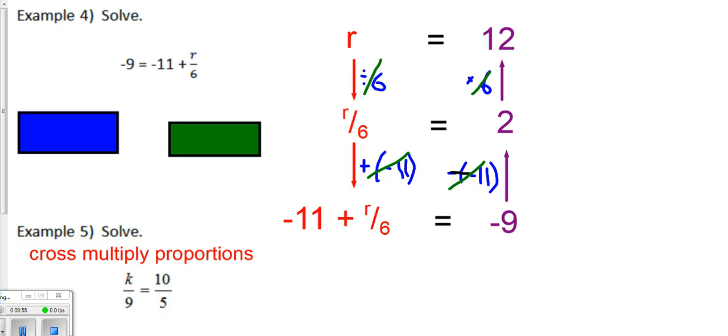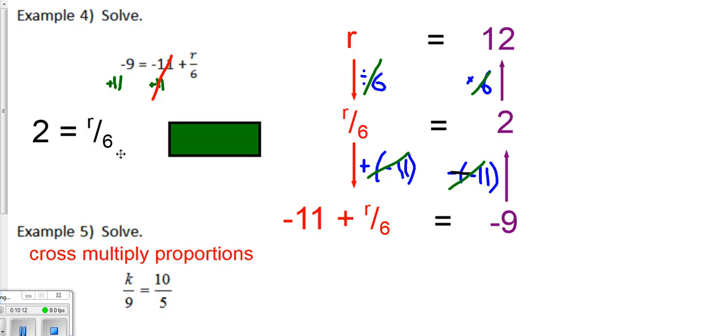What we're doing to both sides is we're adding 11. Adding 11, remember, is the same as subtracting negative 11. So we can add 11 to both sides. That'll help us cancel this out, which means right now our equation says 2 equals r over 6. That's the same as right here. R over 6 is the same as 2. Well, we have that right here.